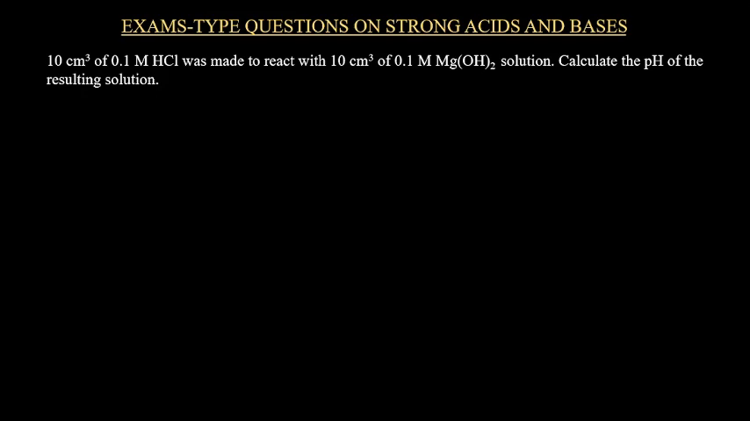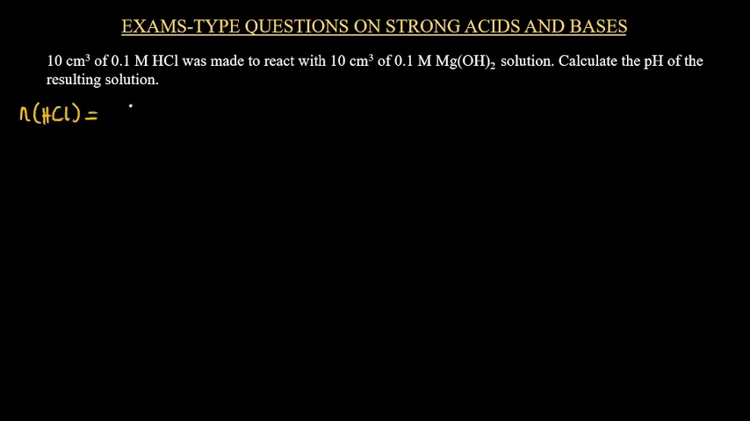Well, this is just similar to what we just did. Okay, so it's the same thing. What we are going to do is to try to find the mole of the species that we are combining. We have HCl and we have magnesium hydroxide. Again, both are strong acids and bases. Okay, all right. So, what is going to be the mole of HCl?